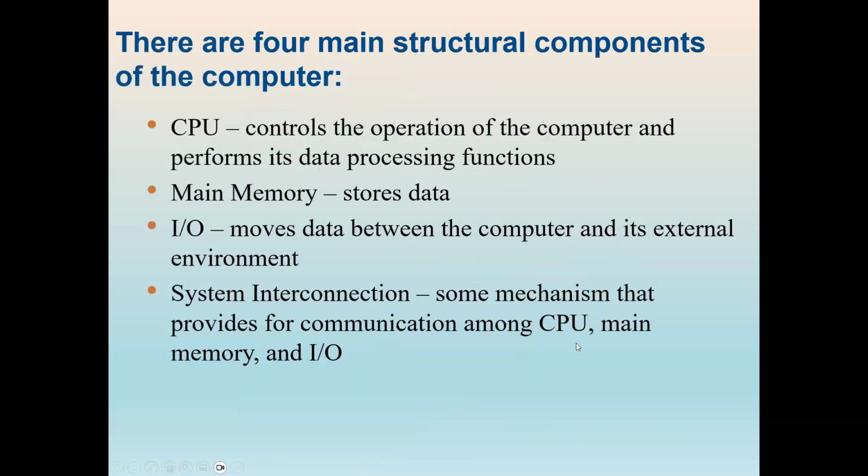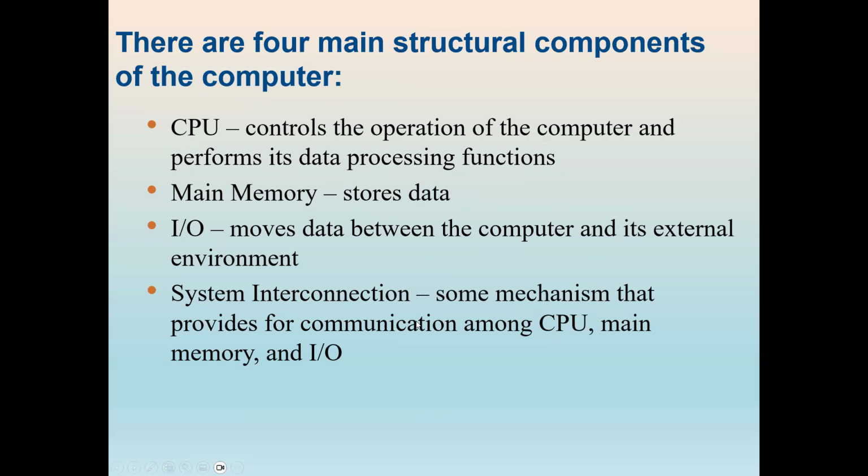So again, as we said, there are four main structural components of the computer. From our previous slides, we saw the diagram. So first, the central processing unit, which controls the operation of the computer and performs its data processing functions, often simply known as the processor. Then we have the main memory, which stores the data. We also have the input and output module, which moves data between the computer and its external environment. Also, we have the system interconnection.